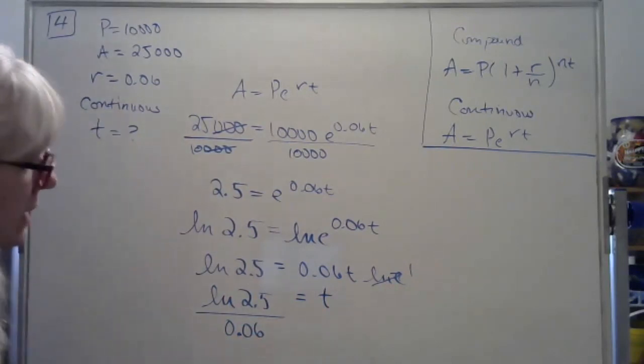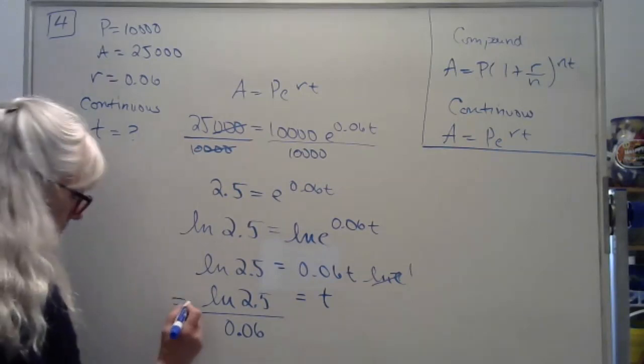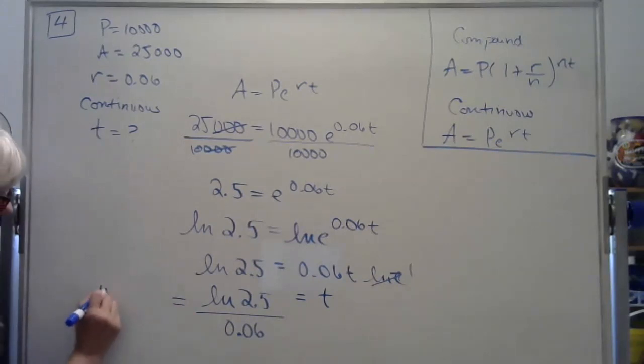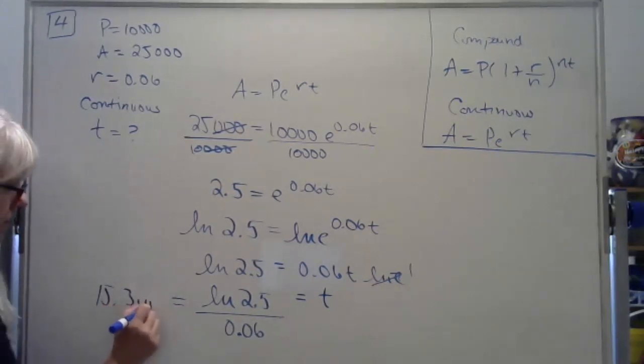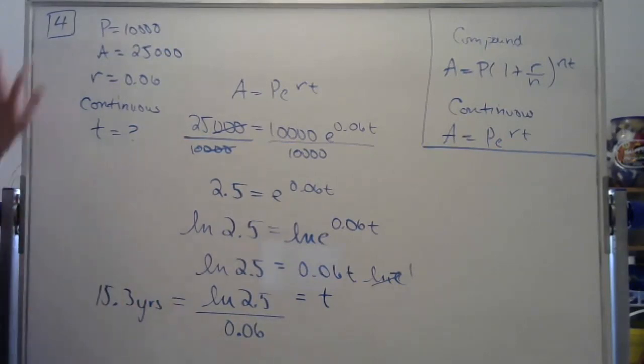And that'll give us how long it takes for 10,000 to grow to 25,000, which is a lot of money. So I'm imagining it's going to take a while. Make sure you close your parentheses. So I got 15.3 years. So you're going to have to let that money sit there for a long time for it to grow from 10,000 to 25,000. Okay, double check, make sure you got the same calculation.